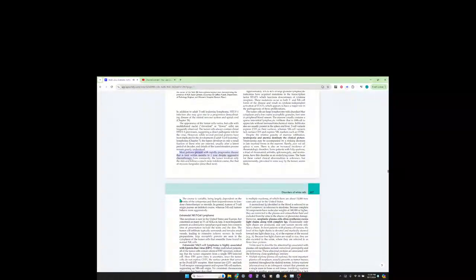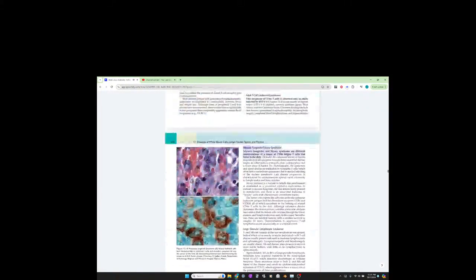Most patients present with rapidly progressive disease that is fatal within months to 1 year despite aggressive chemotherapy. Less commonly, the tumor involves only the skin and follows a much more indolent course like that of mycosis fungoides. Mycosis fungoides, Sézary syndrome.